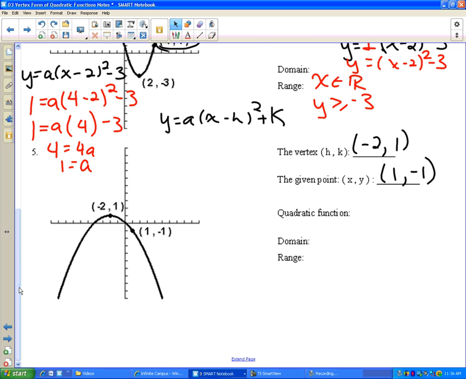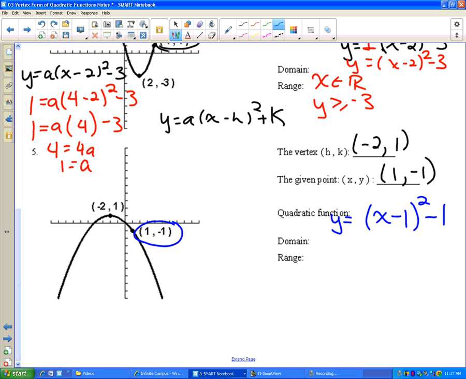Let's try this. So the quadratic function is going to be y equals a, whatever that is, times x minus h, so x minus 1, squared, plus k. K is a negative 1, so it's minus 1. So I'm going to plug in what I know. I know from my given point that y is negative 1, x is positive 1. So negative 1 is equal to a times 0 squared minus 1. There should be an a sitting right in front there. Should a minus 1, add 1 to both sides.